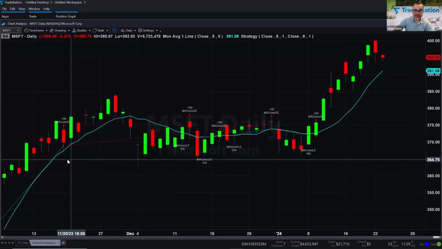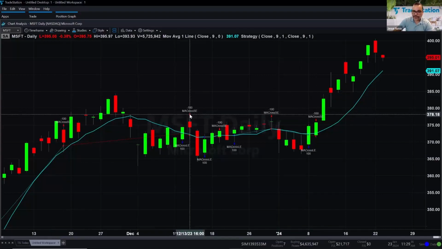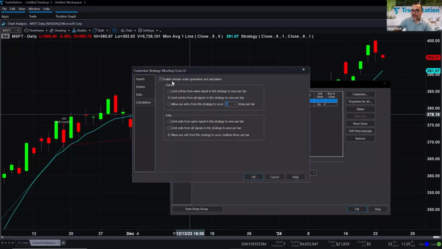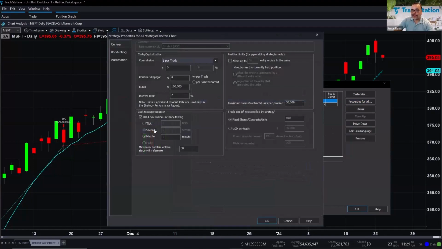Where did we see that? Again, you format the strategy. In this case, you can just double click on any of those signals. You go to the customize button, and then you turn that on here, enable intra-bar auto generation. The first step. Then you have to go to the properties for all and provide the chart with look inside bar backtesting so that it has more resolution and it has more data.